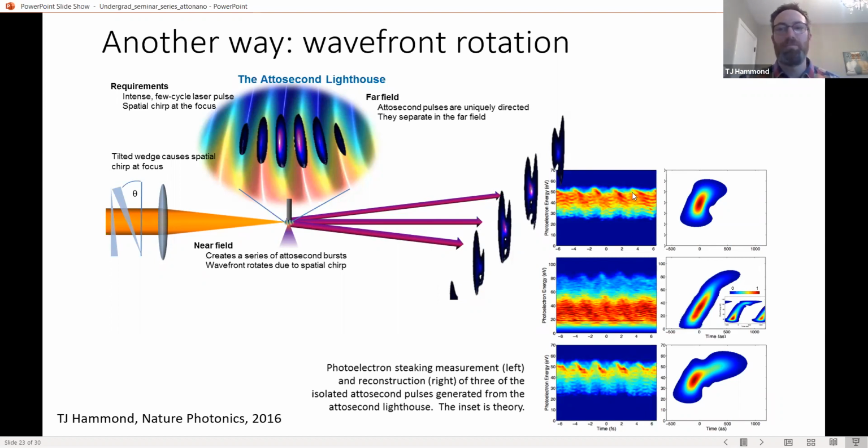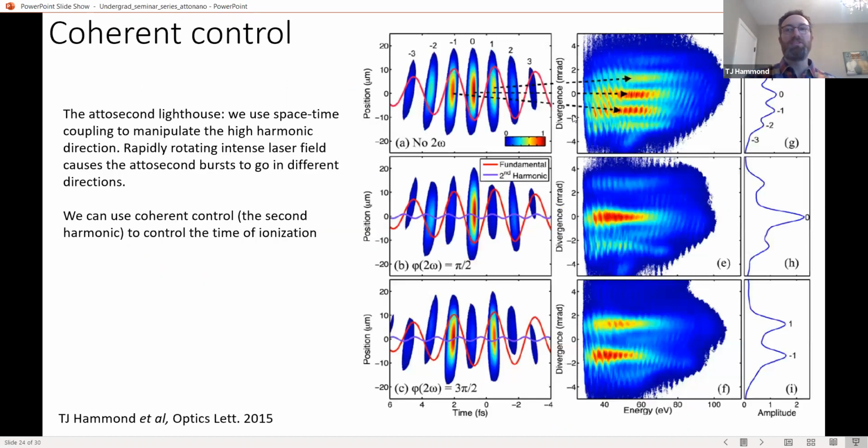This resulted in another paper that I did in Nature Photonics, where I actually managed to measure these things. It's done with photoelectron streaking, which is really tricky to do. But I managed to actually measure this pulse and this pulse and this pulse separately. So I managed to measure three separate isolated attosecond pulses, which was pretty challenging. But I think up to this point, this is still the broadest pulse that's ever been measured by an attosecond measurement.